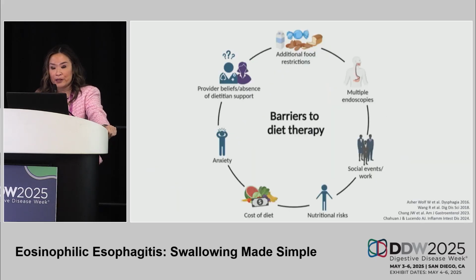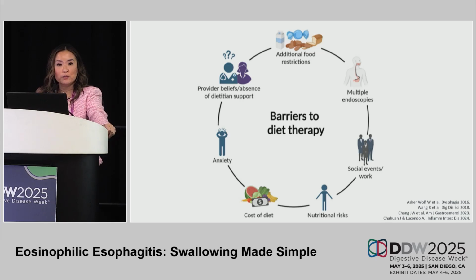There are certainly barriers to diet therapy, including thinking about their additional food restrictions, as we know that patients with EOE have other atopic comorbid conditions like food allergies, thinking about multiple endoscopies that patients must go through, thinking about how this affects their lives socially, so going to dinners, events, birthday parties for children can be very difficult when you're avoiding milk, wheat, soy, egg, for example.